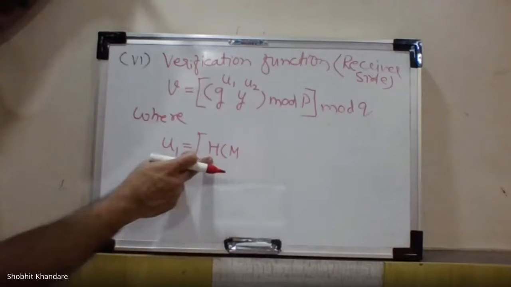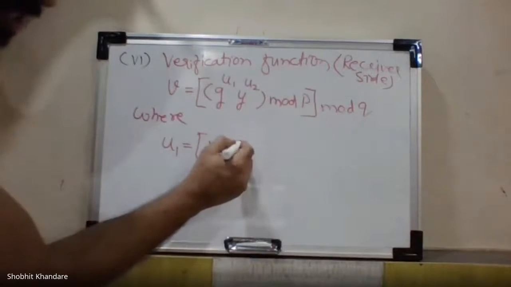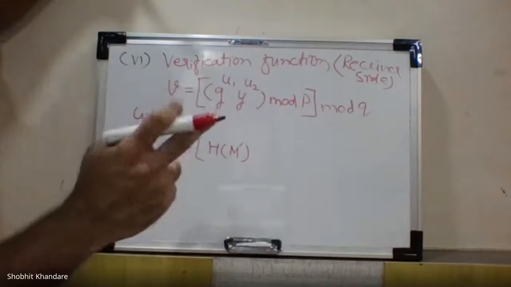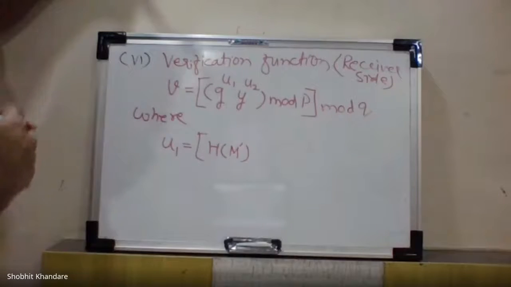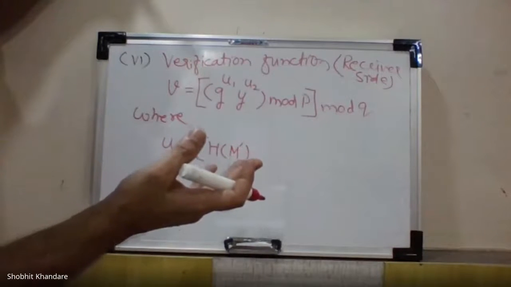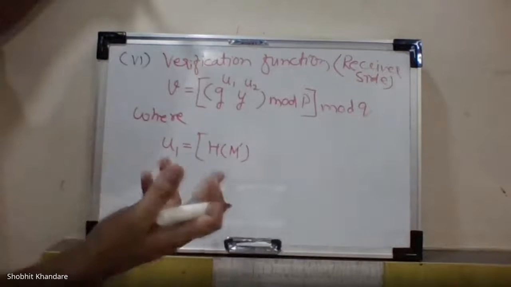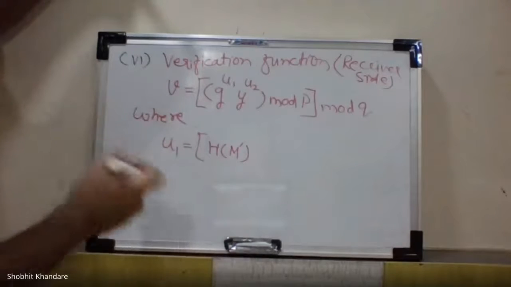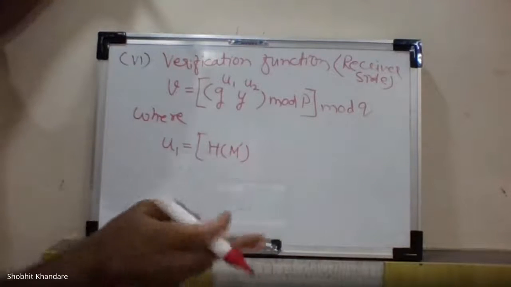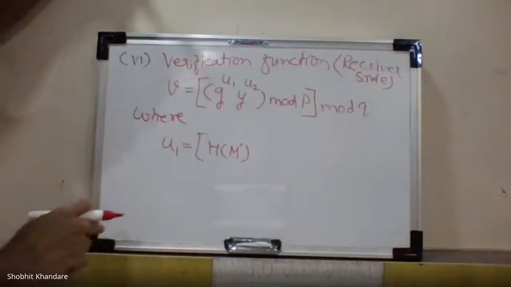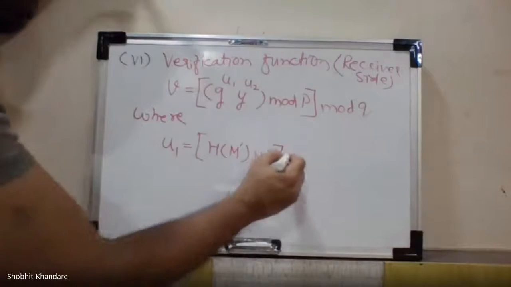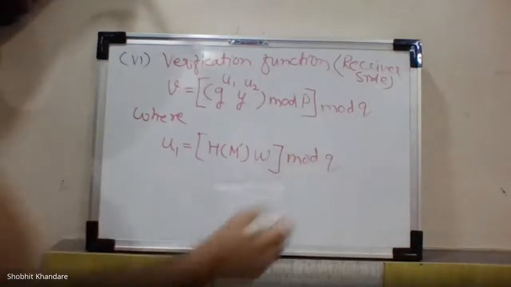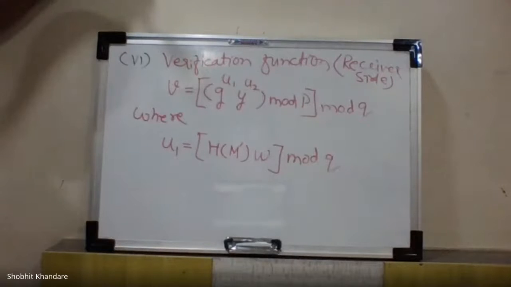Hash function on m dash. m dash, I have already told you, is the received message. I do not know whether the received message is equal to the same message that I want to send. m dash should be equal to m, but I do not know whether it is equal or not. But I will write down here m dash. So m dash means the received message, into w, bracket close, mod of q.